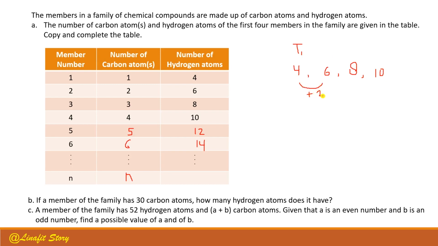So now, the common difference is equal to 2. Why? 4 plus 2 is 6. 6 plus 2 is equal to 8. 8 plus 2 is equal to 10. So we know the common difference is 2n. After that, we will find the 0 term. The first term is 4. So to get the 0 term, we will count backward. 4 minus 2 is equal to 2. So the general term of the sequence is equal to 2n plus 2.